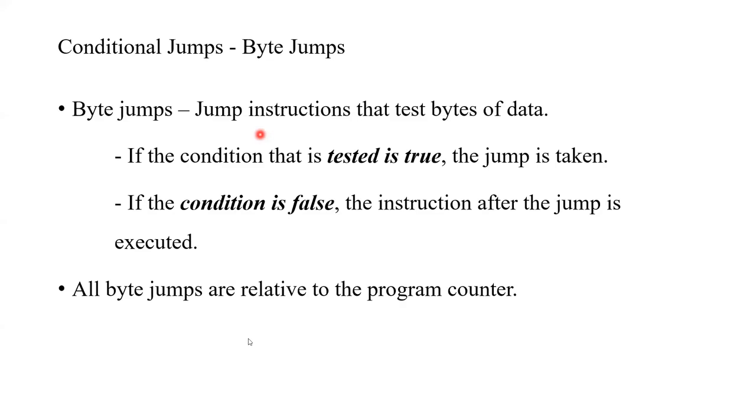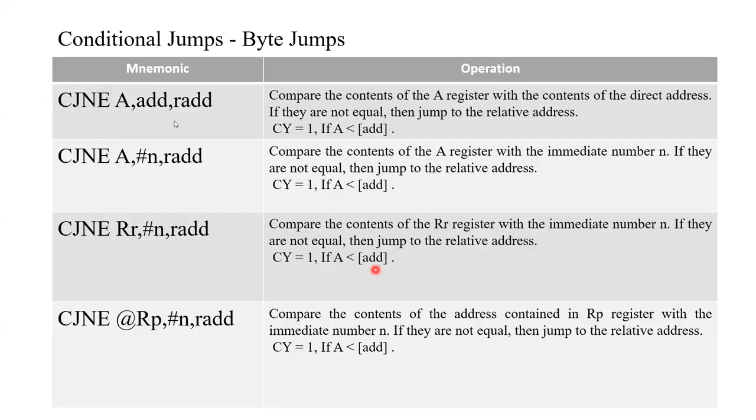If you see here, all the byte jumps are relative to the program counter. That's the reason we have written it as RADD here. Compare the contents of the A register with the contents of the direct address. If they are not equal, then jump to the relative address, right? And because of this comparison, the carry flag will be set if the contents of A are less than the contents of this direct address.